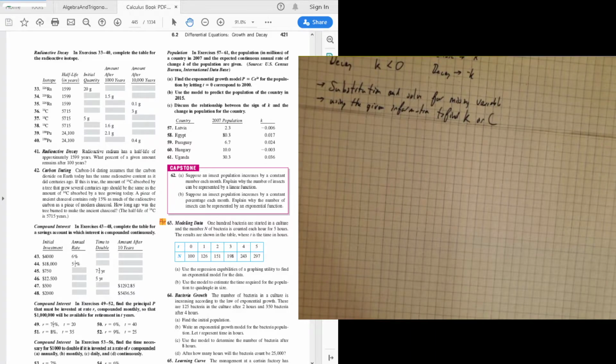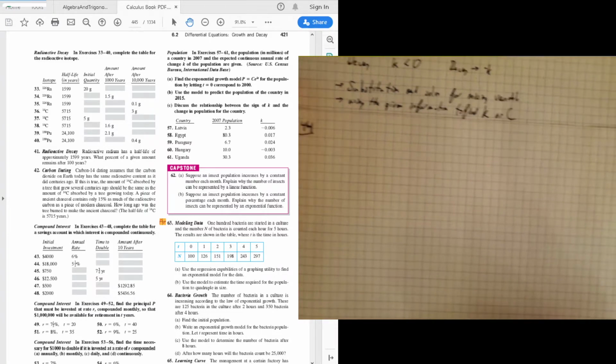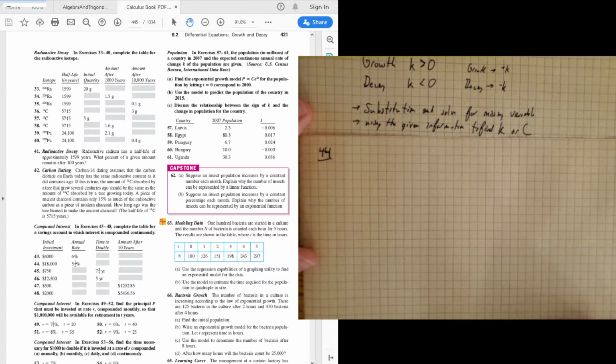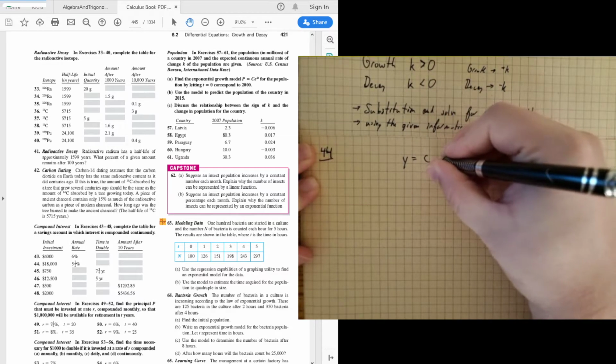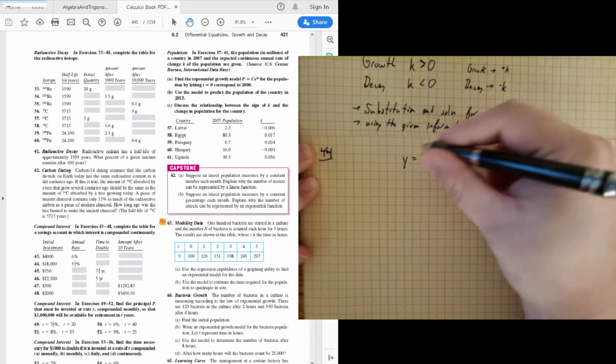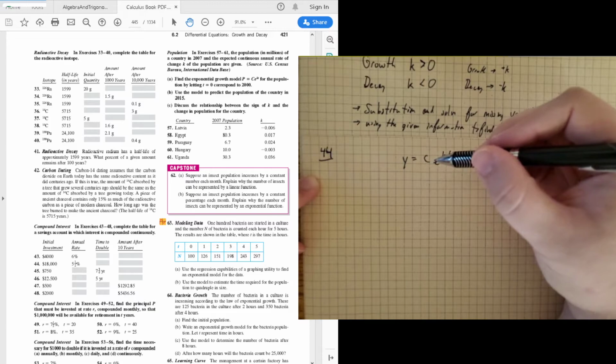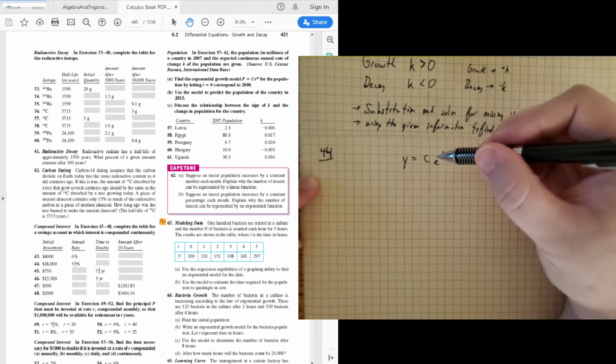Same basic concept as 34 and 33. They've given me a table. You want to complete the table, assuming it's compounded continuously. At the end of the previous chapter, I pointed to a particular table which indicated that this same formula, y equals c e to the kt, is used for continuous growth or continuous compounded interest.